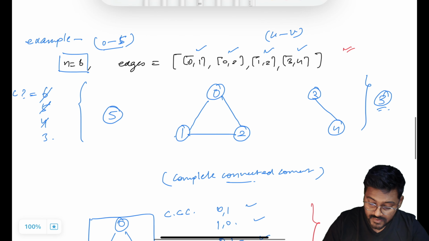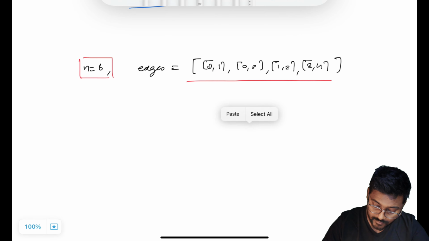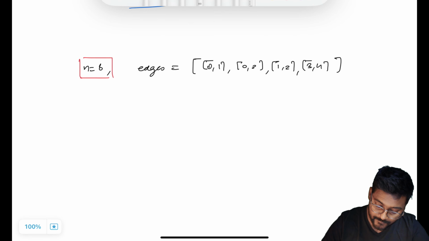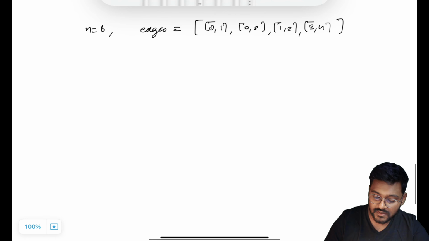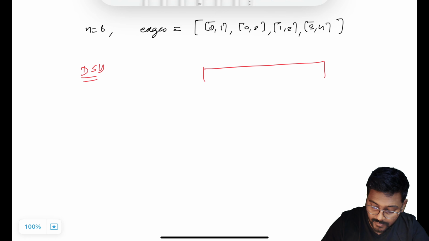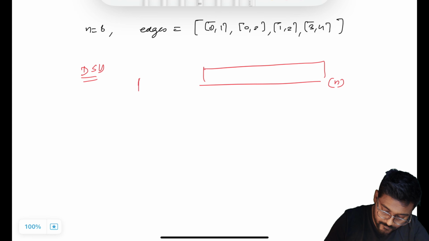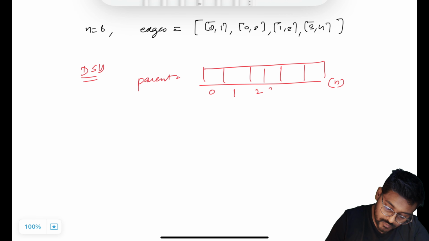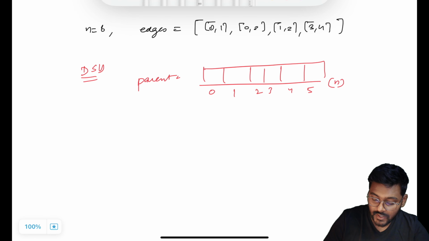Here, this is the example given to us. Let me show you the disjoint set union approach. What we do is we create a parent array of the same size as the number of vertices. I call it parent, with indices 0 1 2 3 4 5. Every element is the parent of itself.